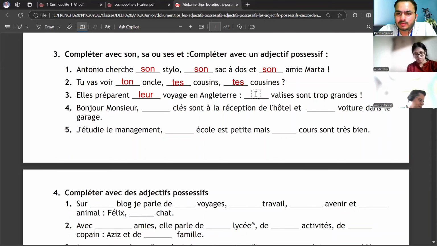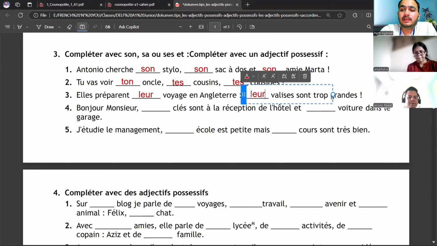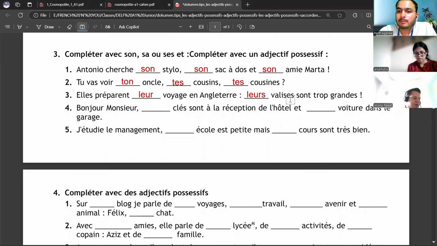What about the next one, Anu? Exactly. Here it will be leurs. Why? Because we are talking about bags, valises. It's a plural word, right? Okay. Next one, Anubhuti.